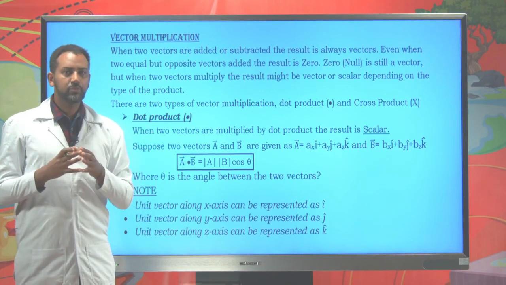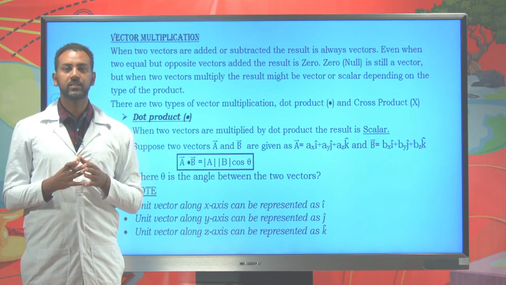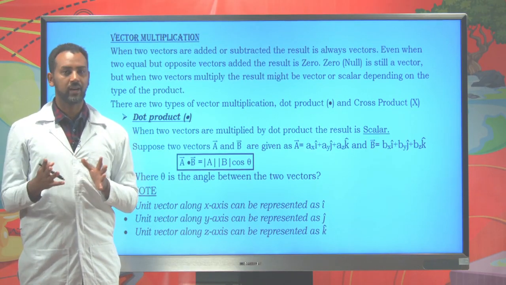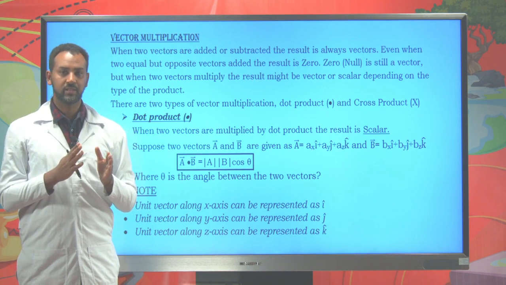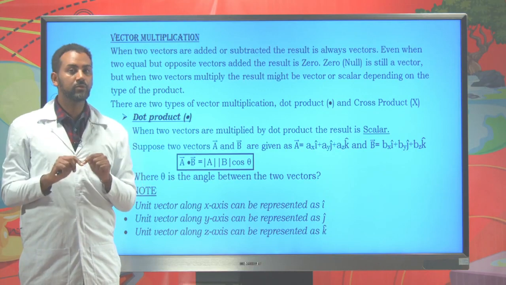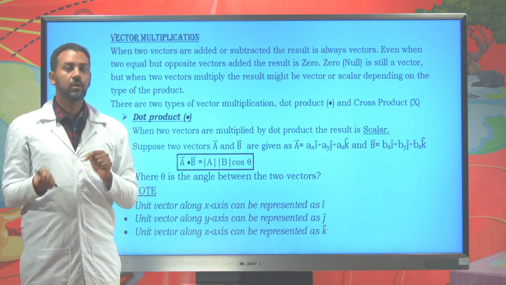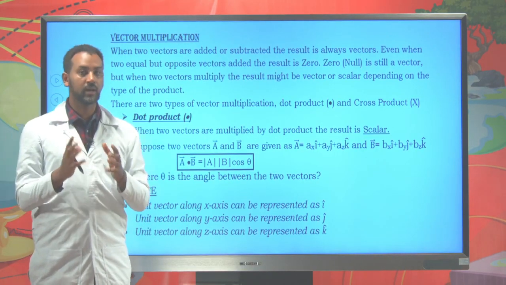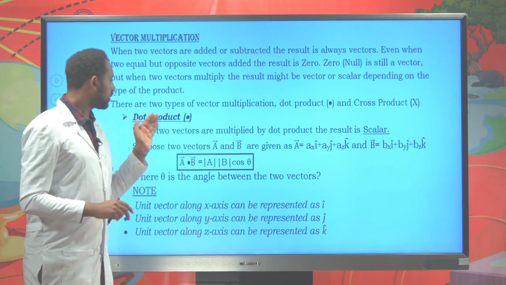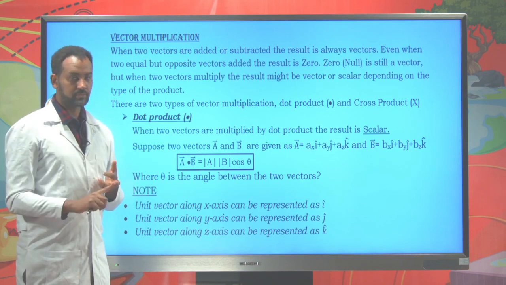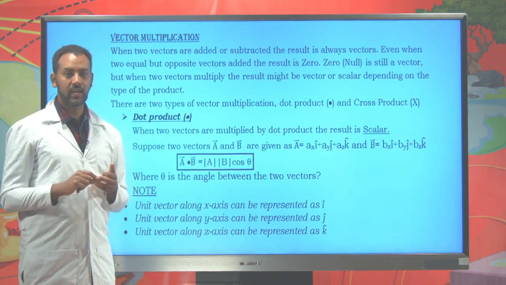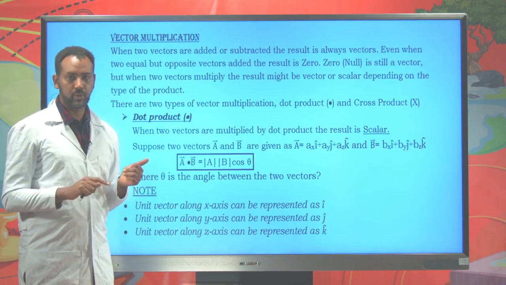The multiplication of two vectors might result in a vector or might result in a scalar. It's not like the summation and the difference of two vectors. The sum or the difference of two vectors results in a vector. But the product of two vectors might result in a vector or a scalar, depending on the type of the product. So here you have two types of products, the dot product and the cross product. The dot product results in a scalar, and that's why it's called the scalar product.